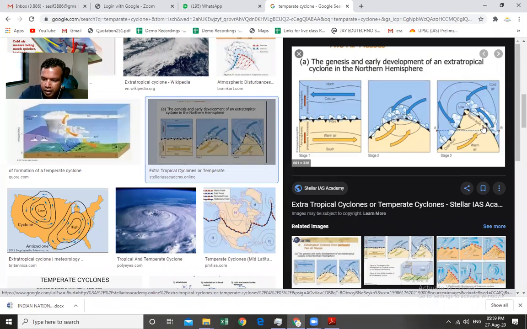the tropical cyclones and the temperate cyclone is that in tropical cyclone there is heavy and copious rainfall in a short duration, while in the temperate cyclone the rainfall duration is long, and the amount of the rainfall is also very low, right?